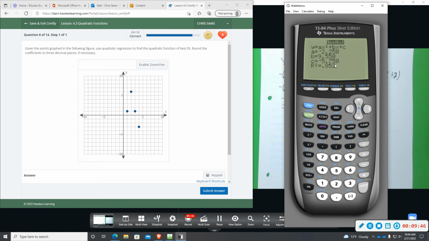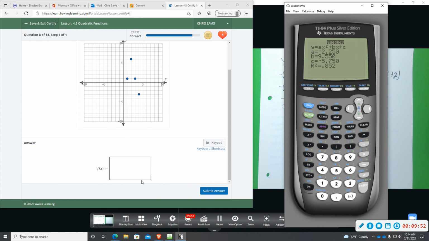And again, I'm only getting 2 decimal places. It's heading around to 3. I'm not sure. Well, let's try it again and see. So negative 2.25 x squared, and then plus 9.55x minus 0.75. So these are the values that we get.